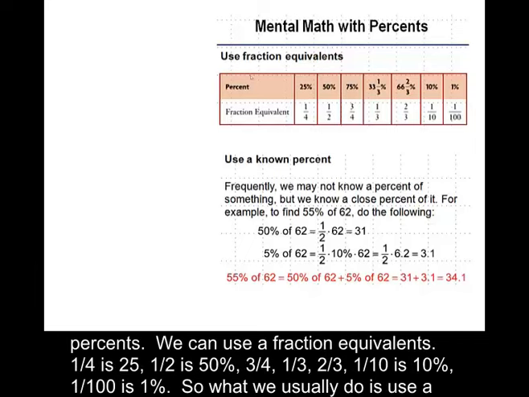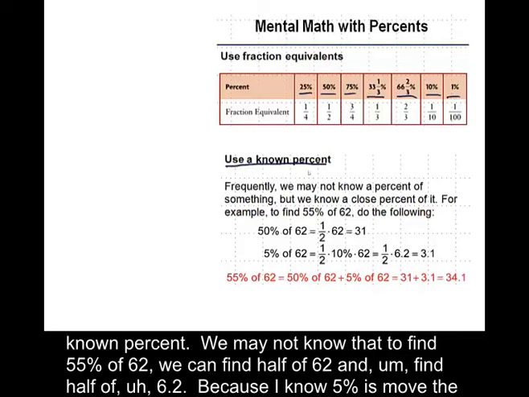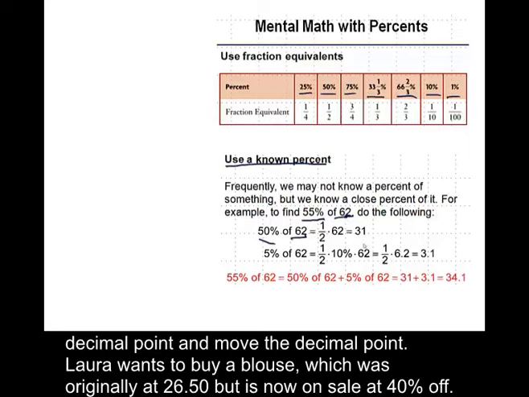Mental math with percents. We can use fraction equivalents. 1/4 is 25%, 1/2 is 50%, 3/4, 1/3, 2/3. 1/10 is 10%, 1/100th is 1%. So what we usually do is use a known percent. To find 55% of 62, we can find half of 62 and half of 6.2, because I know 5% is moving the decimal point over.